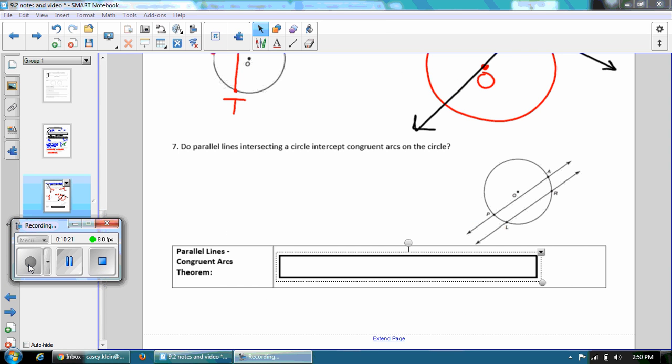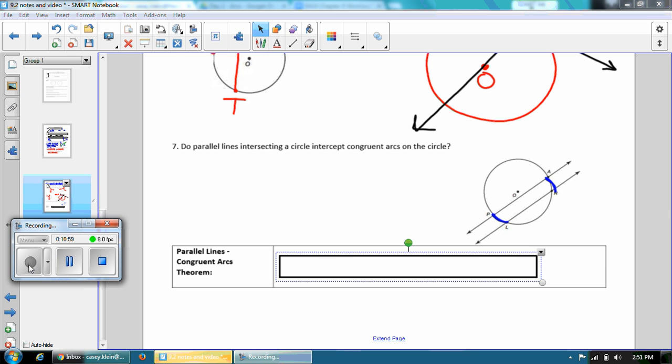Last but not least, what if we had two parallel lines intersecting a circle? Remember, parallel lines go in the same direction, they have the same slope. If they intersect the circle, are their congruent arcs also the same? So if you take a look at the picture, we have two parallel lines, PA and LR. Are these arcs that are in between them the same measure?